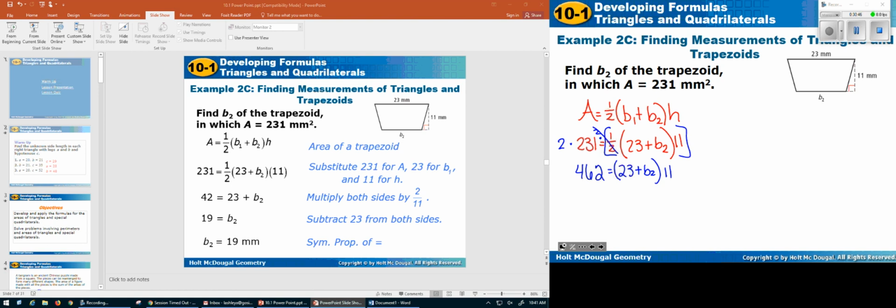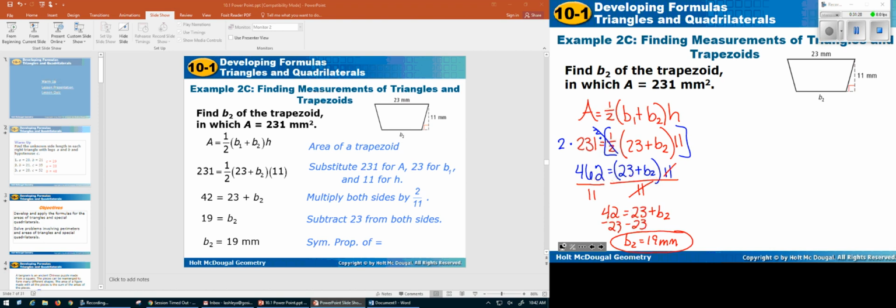So I could distribute the 11, or I could divide by 11. Again, it's up to you. Do you want to distribute the 11 or divide by 11? Okay, divide by 11. All of it is being multiplied by 11 and all of it is being divided by 11, so they just cancel each other out. What is 462 divided by 11? 42. So 42 equals 23 plus b sub 2, so we subtract 23, and b sub 2 is 19 in just millimeters, not squared, because we're not finding area.